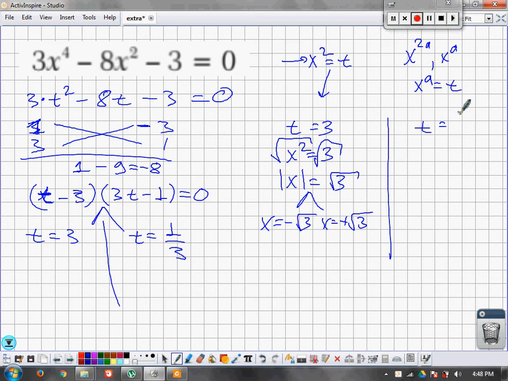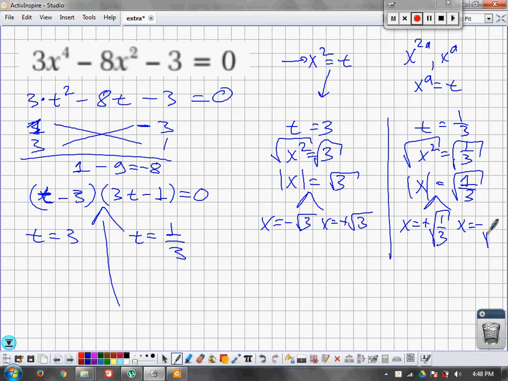Same calculation for the second case, 1 over 3. X squared is 1 over 3. We take the root of both sides. Absolute value of x is equal to the square root of 1 over 3. It is always positive, but x itself can be plus square root of 1 over 3 or minus square root of 1 over 3.